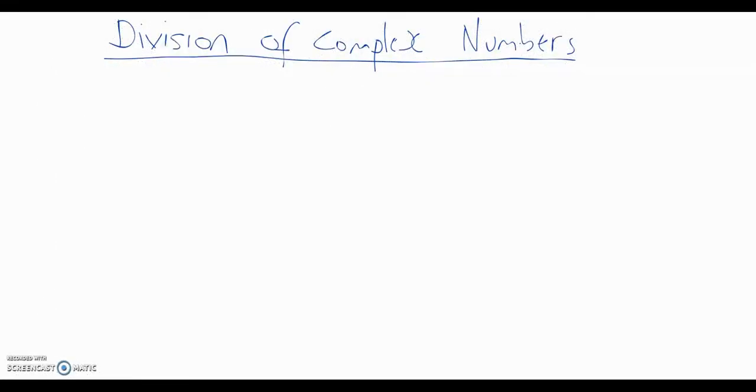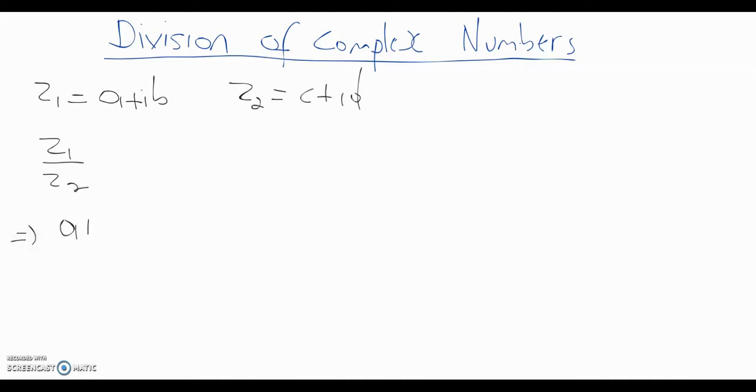Today we're going to be looking at division of complex numbers. We're going to start out really simple. Let's say we have two complex numbers. The first one I'm going to call Z1, and let me call this A plus iB. Let's say we have a second complex number, Z2, which is equal to C plus iD. Now, if we want Z1 over Z2, this would imply A plus iB over C plus iD.